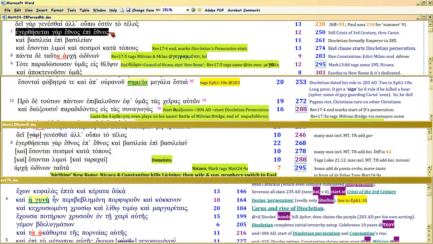So see how this meter helps you interpret the text? That's the most important thing I want you to get out of this. How the meter helps you interpret the text. That's its purpose. Yes, it's talking about a real historical period, but now it becomes like, oh, it's just like what happened back in the 3rd century. Yes. That's what's going to happen again.